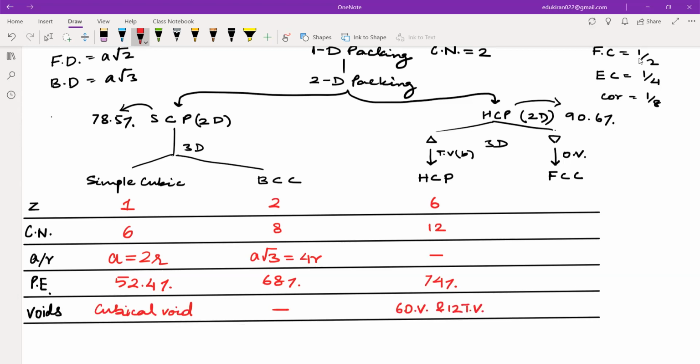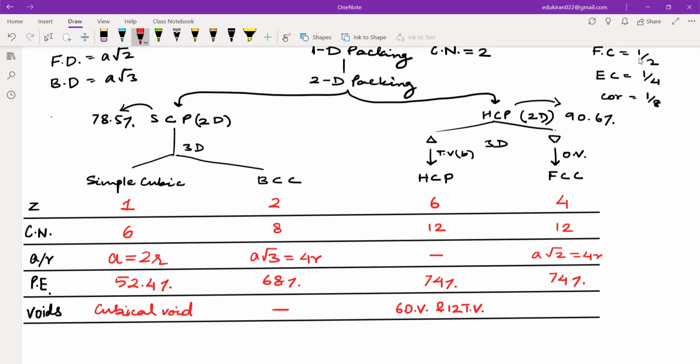Okay. Now FCC. What is the Z for FCC? 4. Coordination number? 12. Relationship between A and R? A root 2 is equal to 4R. Very good. Packing efficiency? 74.